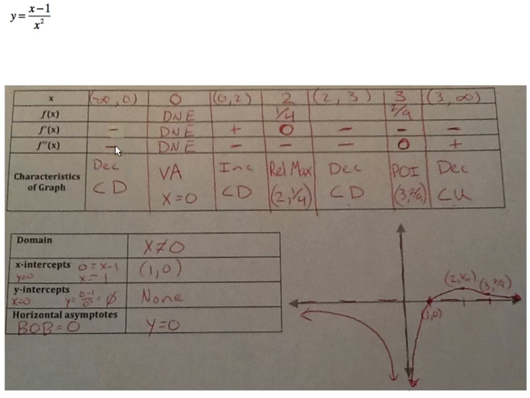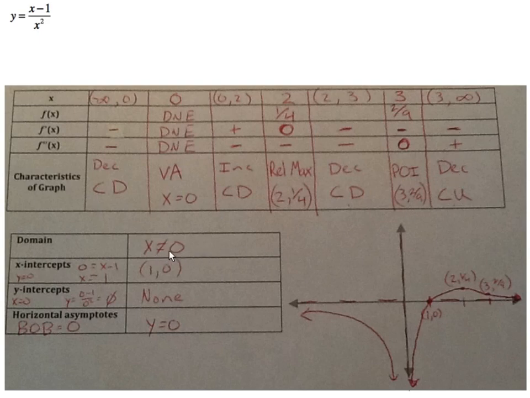And then we analyzed. So negative, negative was decreasing and concave down. Here we had a vertical asymptote at x equals 0. Here this would be increasing and concave down. Here we would have a 0 and a negative, which means a relative maximum. Here a negative and a negative, decreasing and concave down. Here at this test point we did have a 0 here for our second derivative, and so we really had to test over here, and we see a negative and a positive. So because this went from negative to positive, it became a point of inflection here at 3, 2/9, and this was decreasing and concave up.